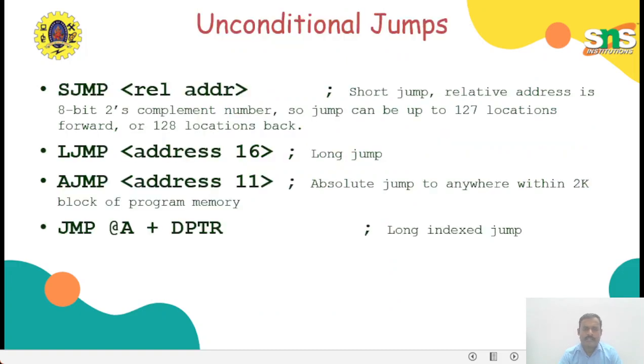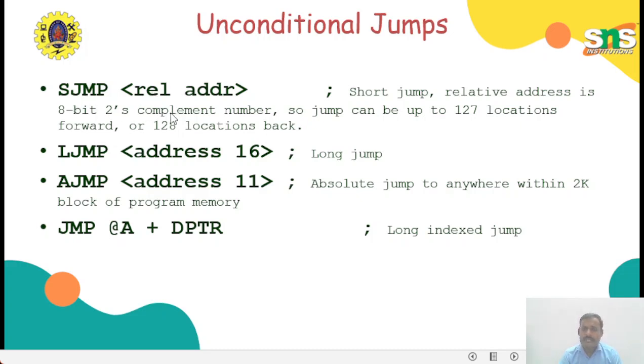Look at this, the different types of unconditional jumps. First one, SJMP, this is a short jump. LJMP, this is a long jump. AJMP, this is an absolute jump. And then jump with A plus DPTR. We can see each one in detail. Look at this. This is SJMP. This is a short jump.